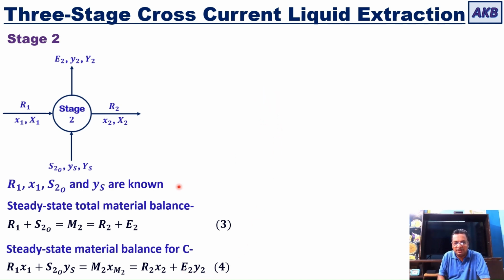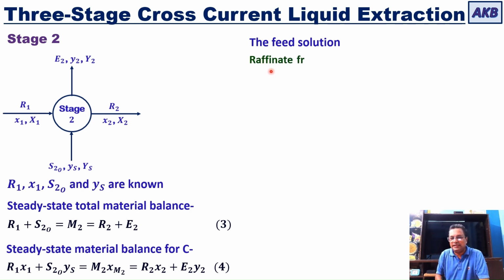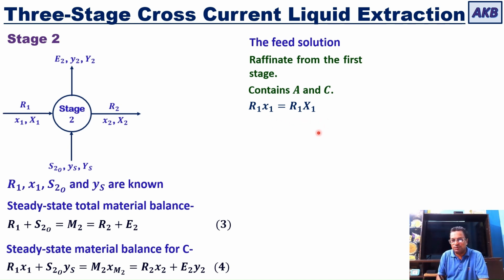Okay, now, as we did for the first stage, here also we will be analyzing all the 4 streams associated with stage number 2. Let us start with the feed solution. As I said, the feed solution to stage number 2 is the raffinate that comes out of the first stage, and it will be containing A and C in it. And we have previously shown that R1 into small x1 is A into capital X1.